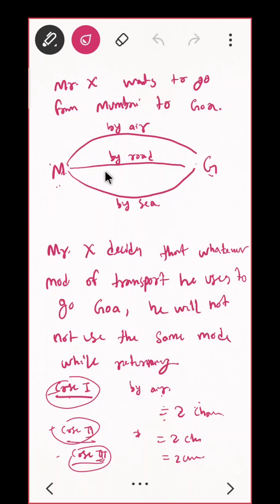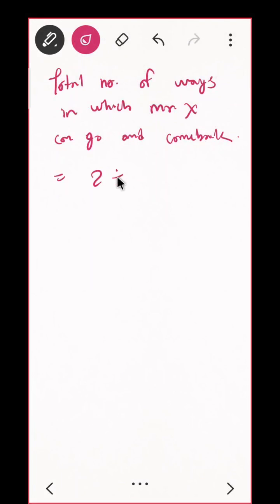Now he can use this also, no? He is going by road and coming by air. That will be my third case, third choice, third way. And again, going by road and coming by sea. That will be my fourth. Is that okay? If he is going by sea, he can return by road. That is the fifth case, and if he returns by air, then that is the sixth case. What do you see? The total number of cases will be six. Perfect.